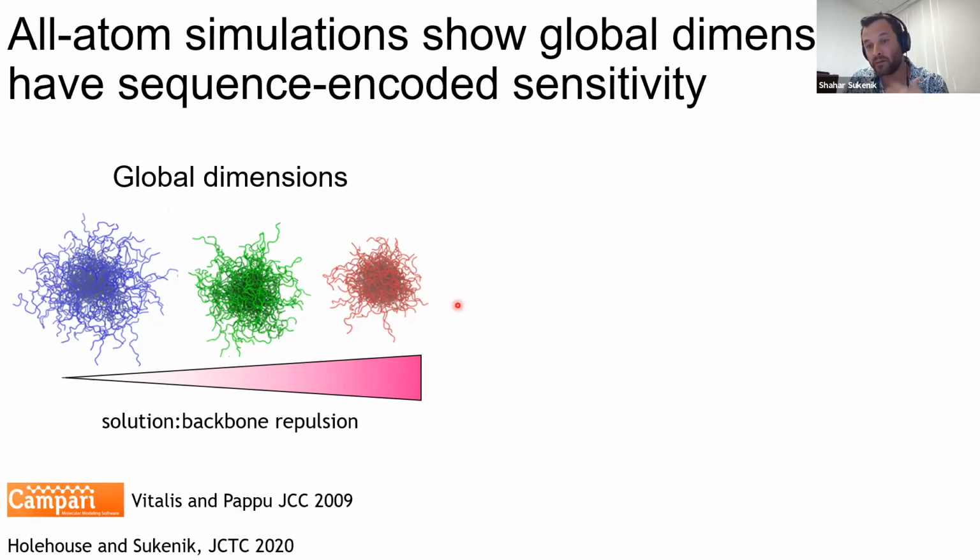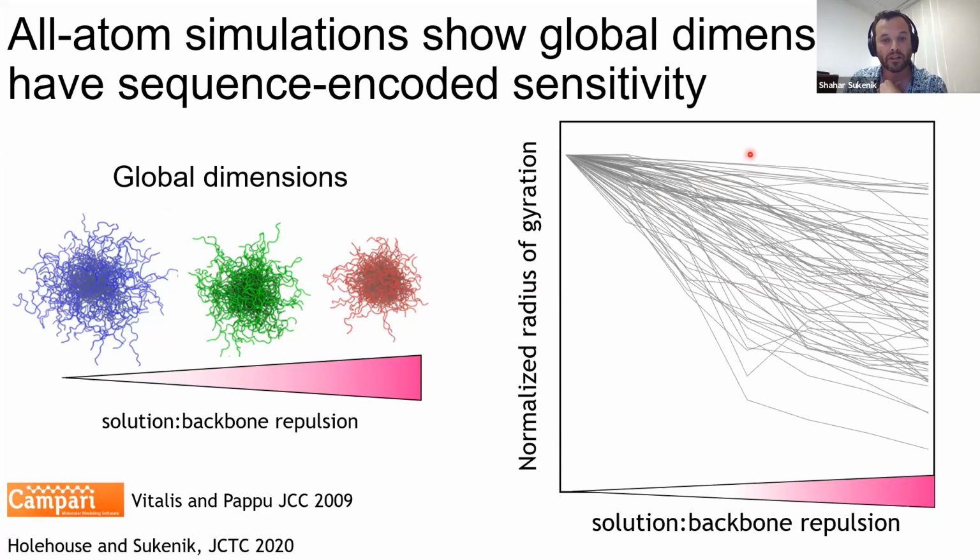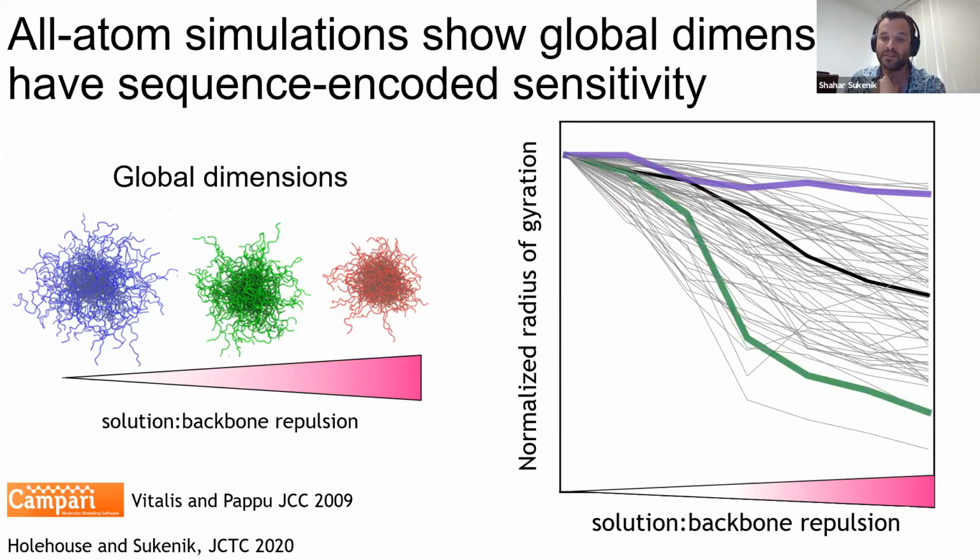And then we started simulating more and more sequences. This is work done by graduate student Feng Yu in the lab. Feng simulated about 100 different intrinsically disordered regions, and we normalized them so that all the radii of gyration start from the same point. And then we just turn the solution more and more repulsive. What's completely clear is that there's a wide range of behaviors that are sequence dependent, right? We have some kind of average behavior where the sequence undergoes some intermediate collapse as the solution becomes more repulsive. But then there are other sequences that show almost no sensitivity, and other sequences that are exceptionally sensitive.